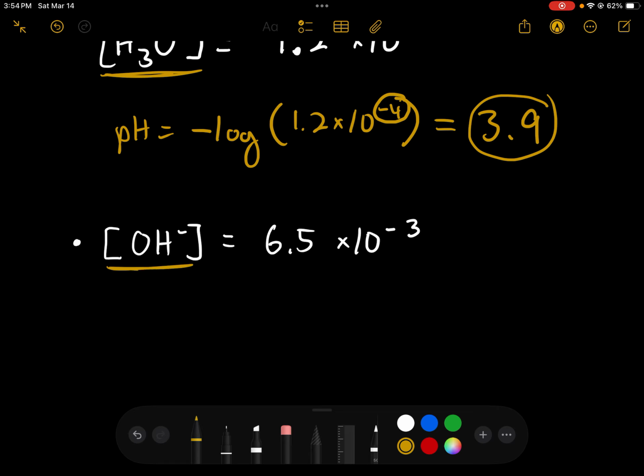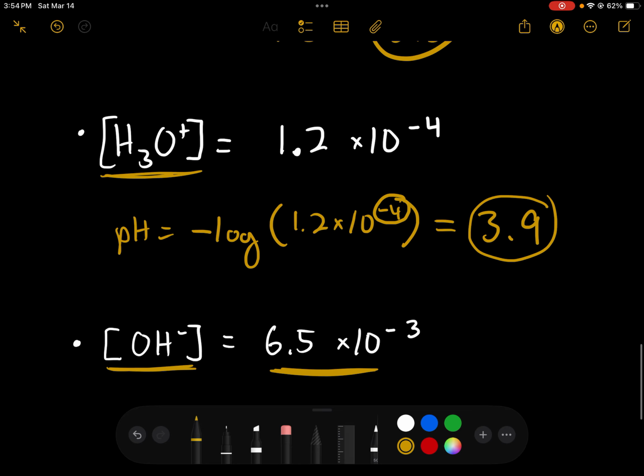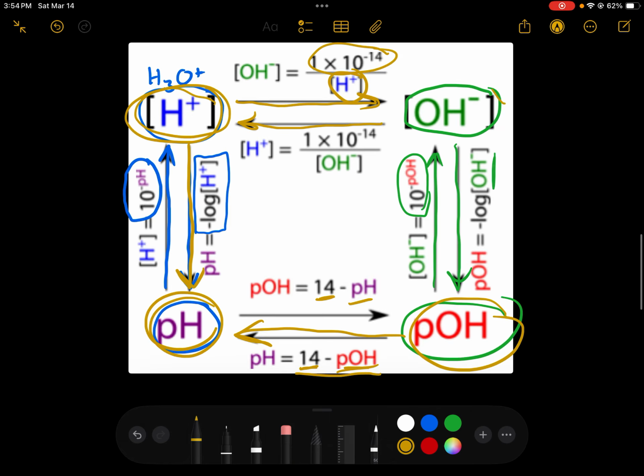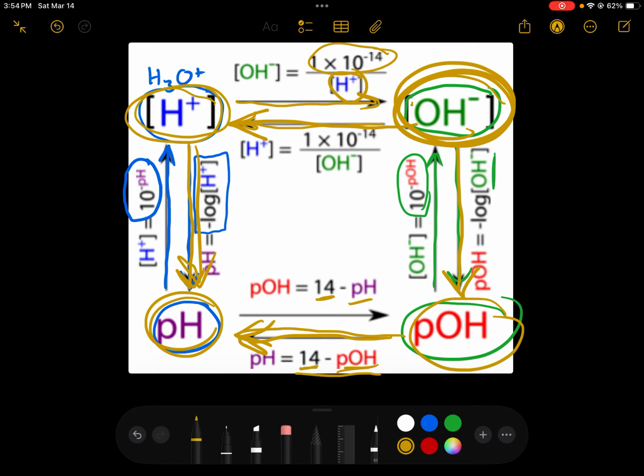We see that I have a hydroxide concentration. I still want pH. My hydroxide is 6.5 times 10 to the negative 3rd. So I go back up to my map. This time I'm all the way over here, and I want to go left and then down. Or alternately, I could go down and then left. Personally, I like going down and left. Again, I told you that I find this stuff very clunky to plug into a calculator. So I'm going to go ahead and follow that down arrow to get my pOH and then subtract from 14 to get my pH.